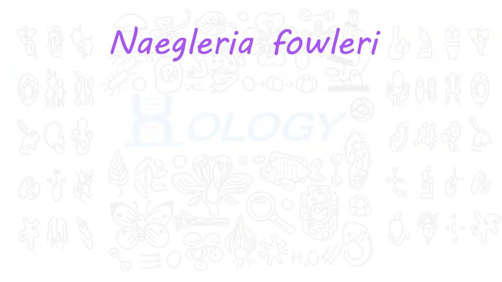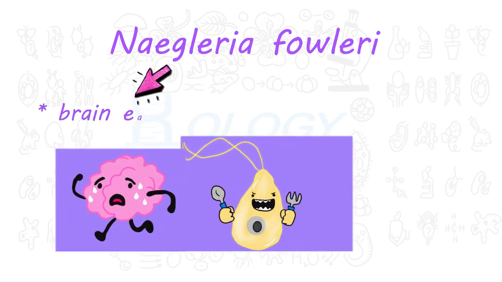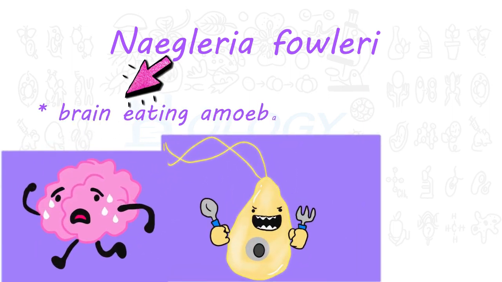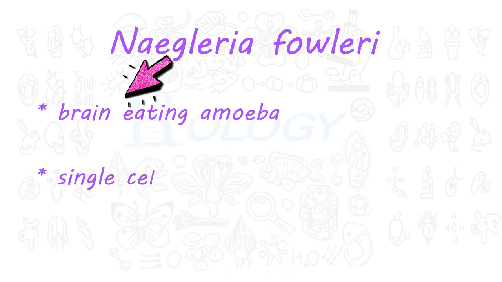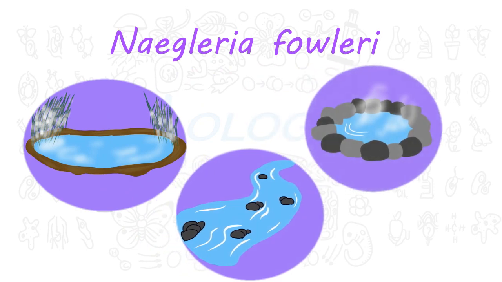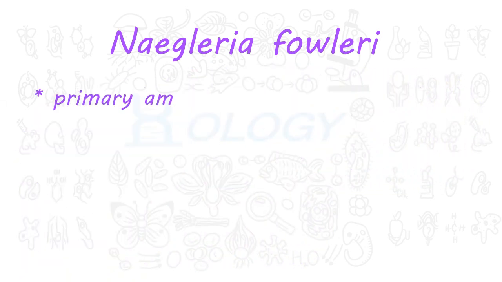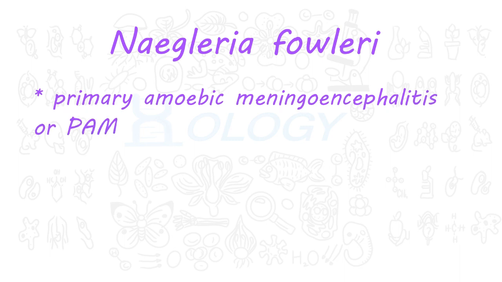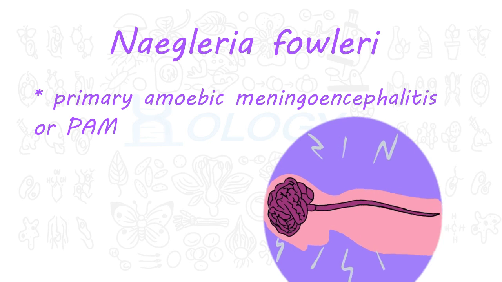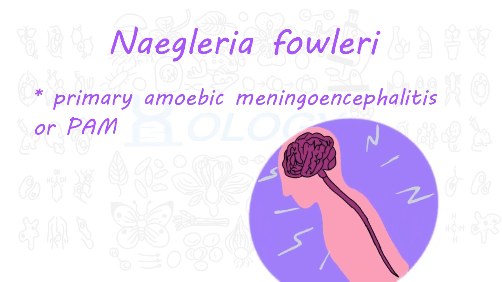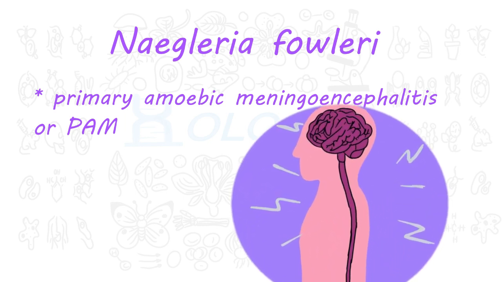Brain-eating amoeba. Naegleria fowleri is commonly called the brain-eating amoeba because it can cause a brain infection. Naegleria fowleri is an amoeba, a single-celled living organism that lives in soil and warm fresh water, such as lakes, rivers, and hot springs. People who become infected by this amoeba develop a condition called primary amoebic meningoencephalitis, or PAM. PAM is a very serious infection of the central nervous system that's almost always fatal.